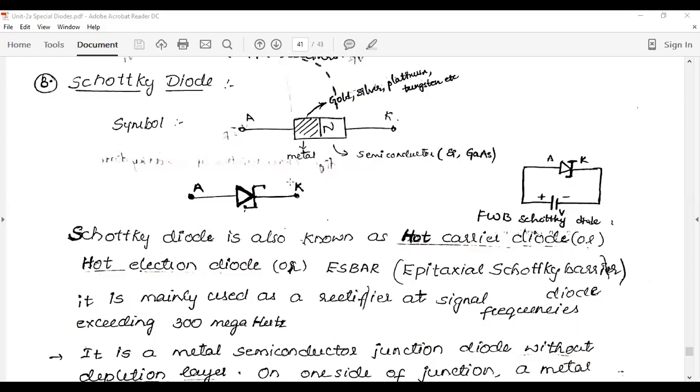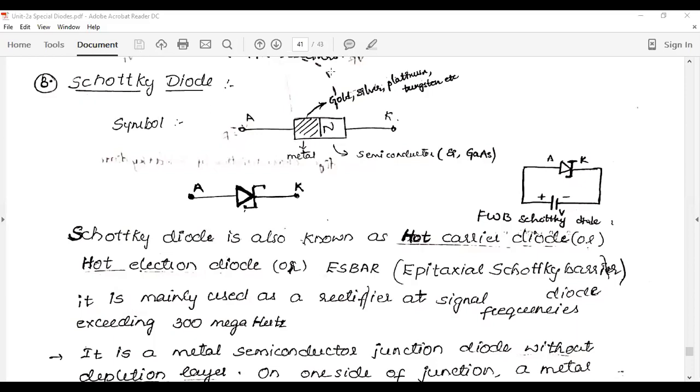Next one is the Schottky diode. This is also not in your syllabus, but just for the sake of knowledge, I am telling this one. The Schottky diode was invented by the scientist Schottky. Therefore, its name is given as Schottky diode.